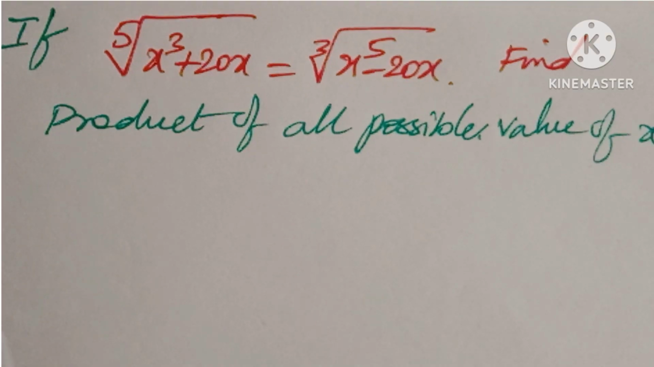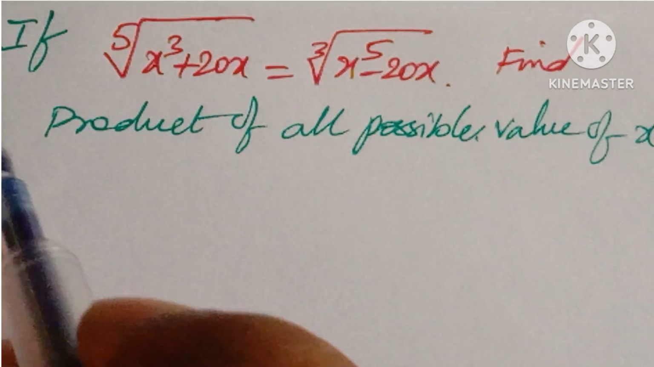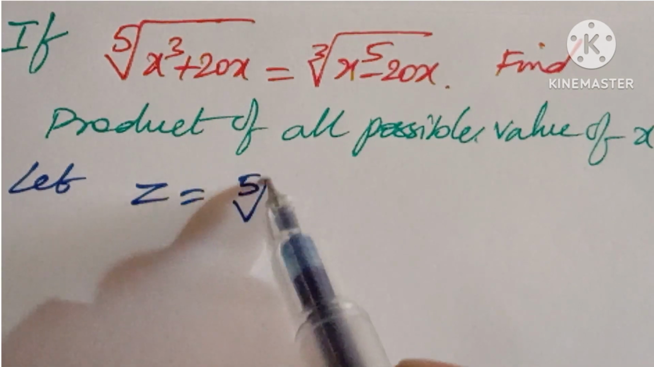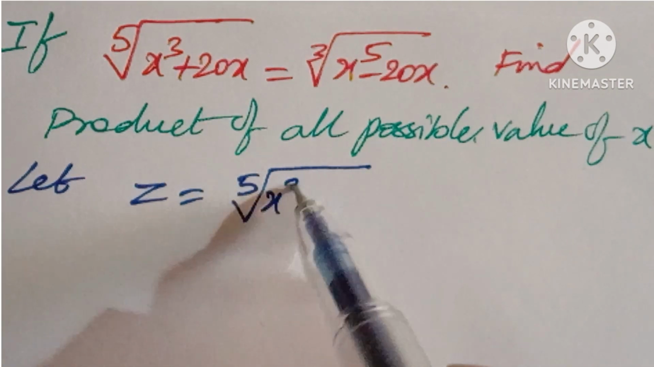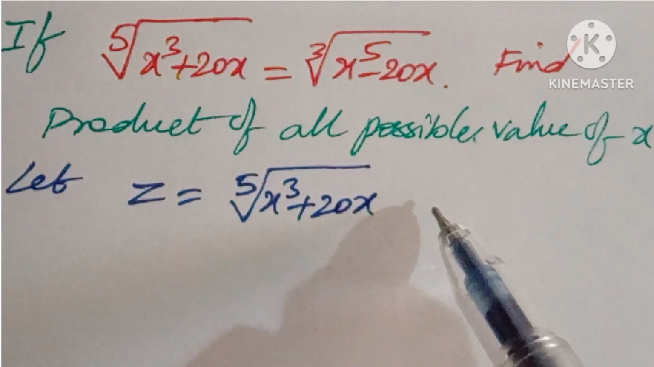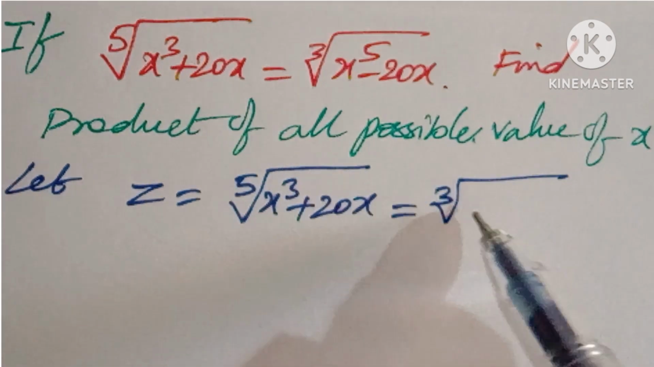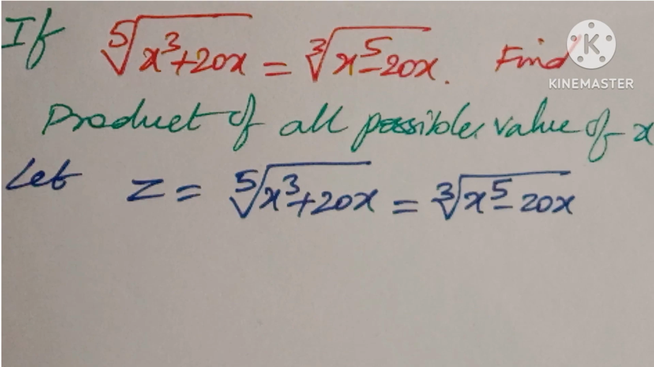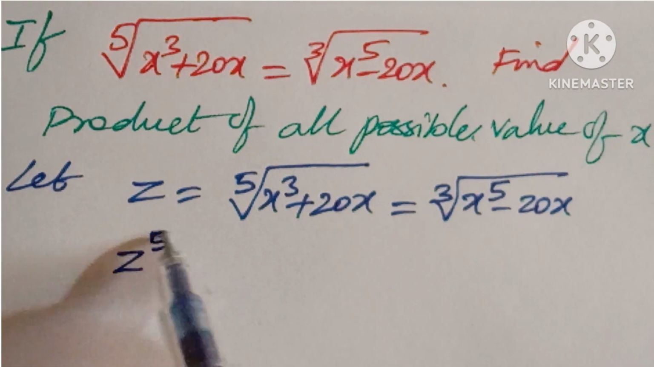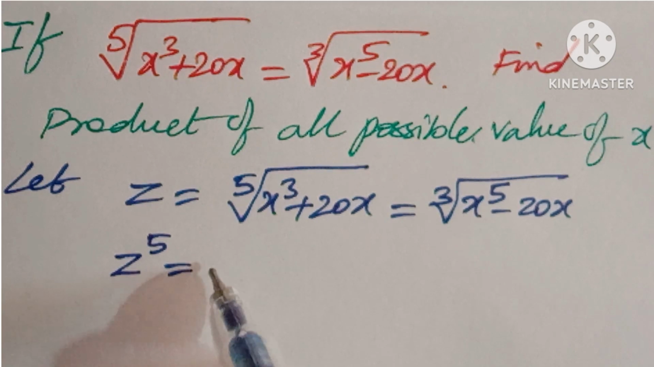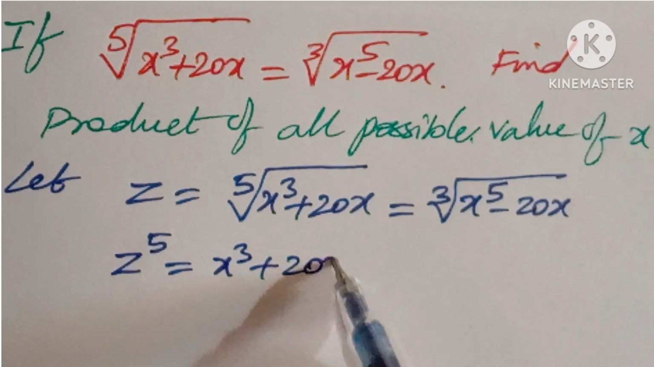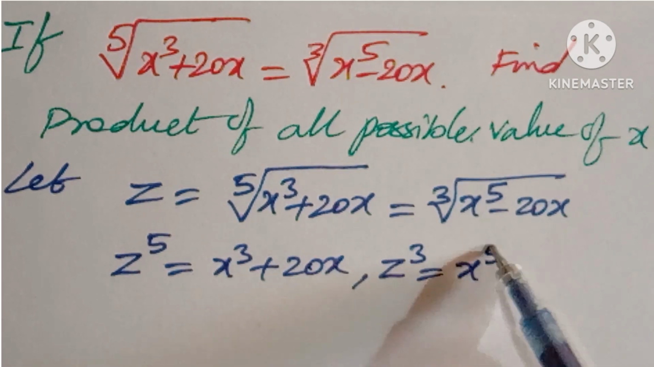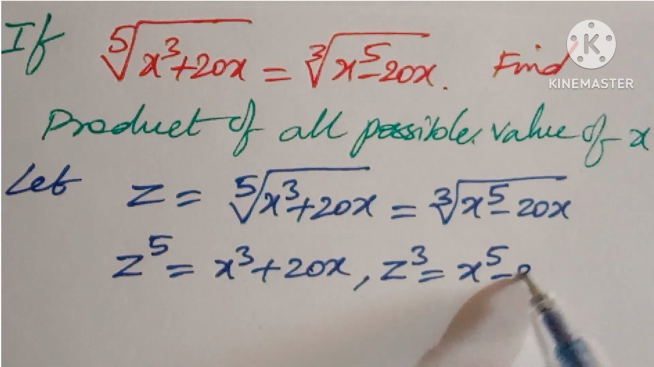How to solve this problem? So let us take z equal to the fifth root of x cubed plus 20x, which is equal to the cube root of x to the power of 5 minus 20x. Then z to the power of 5 will be equal to x cubed plus 20x, and z cubed is also equal to x to the power of 5 minus 20x.